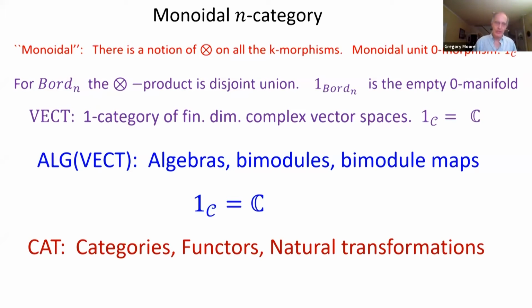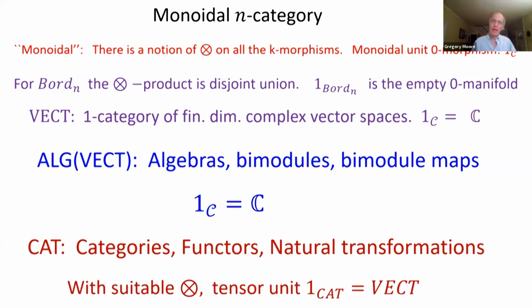We can restrict our attention to suitable kinds of categories. The two-category of categories has zero-morphisms, which are themselves categories. The one-morphisms are functors between categories, and the two-morphisms are natural transformations between functors. Now here, it's not so obvious what your monoidal structure is, and you can define that, and that goes with names like Deligne and Kelly and many others. So it's not a trivial thing.